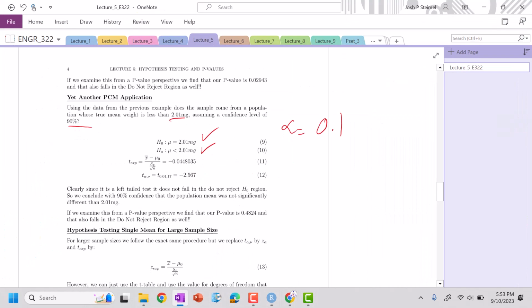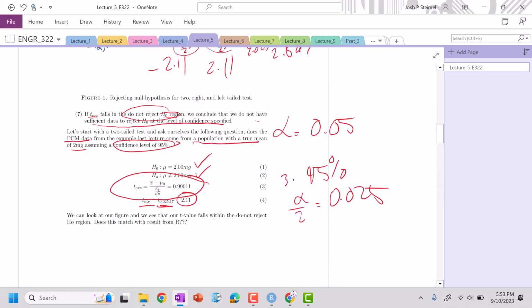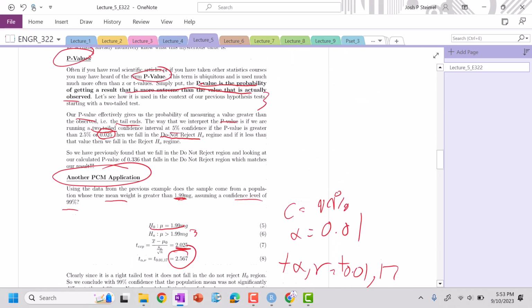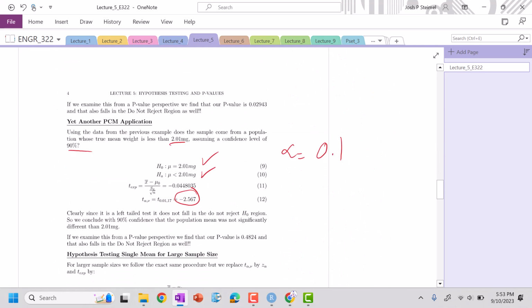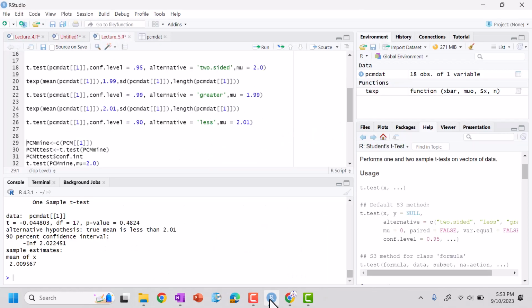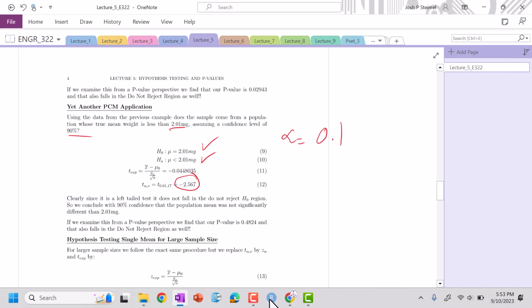My t value is going to be the same this time. Still the same value, but you see the negative? Why is that? Because we're on a left side, so that value has to be negative. Our value of minus 0.04, let me just double check here. Minus 0.04, that's not going to cut it. So we are definitely in the do not reject regime.